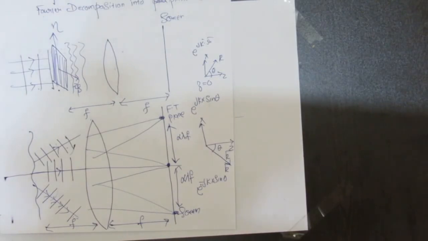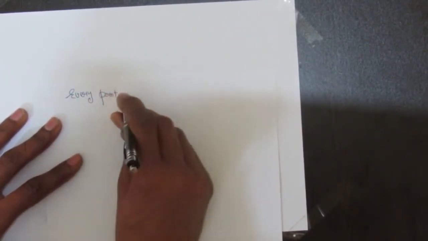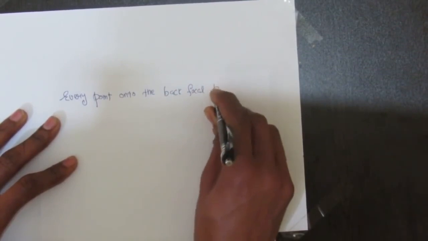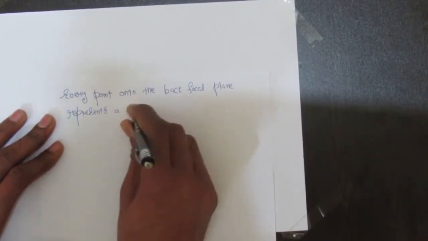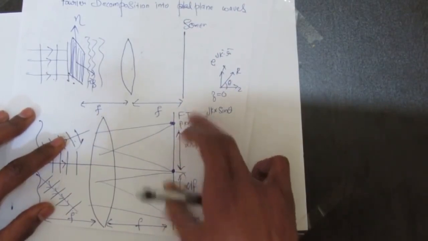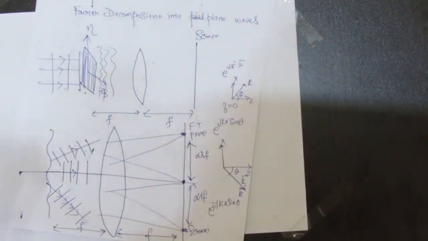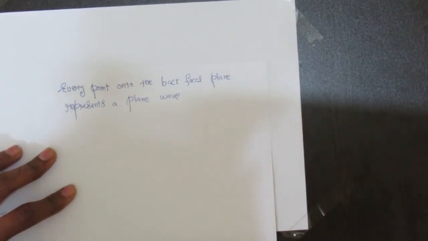Okay, so now you can make a very important statement. The statement is that every point on the back focal plane represents a plane wave. Because you had got three points, 1, 2, 3, these three points correspond to three plane waves. The center one was the on-axis plane wave, and these two are the off-axis plane waves. There might be more points, but it depends on the function h of zeta eta, what kind of function you have on the front focal plane. Okay, so the important statement is that every point on the back focal plane represents a plane wave.